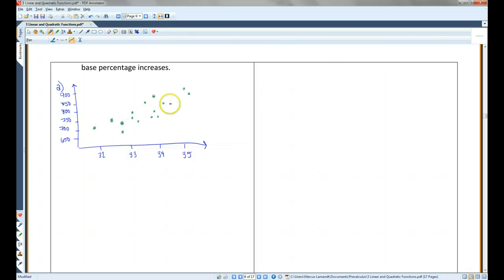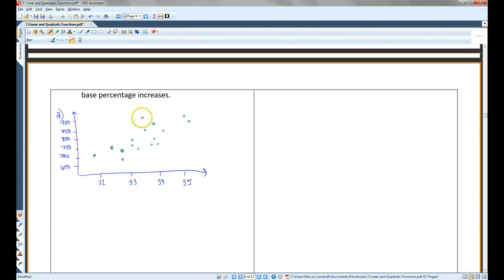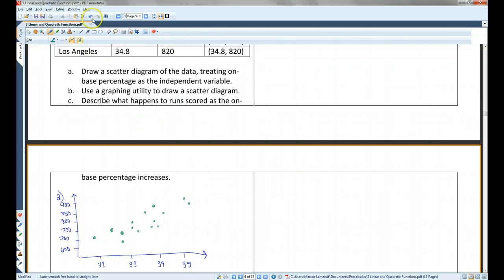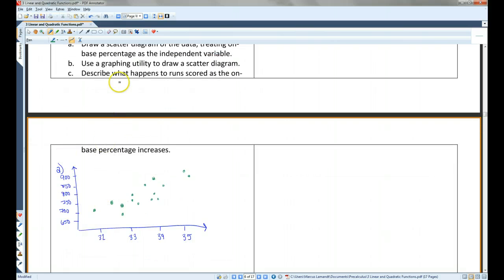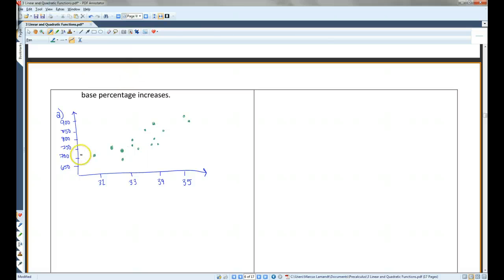Alright, when you graph it, it looks something kind of like this. Some of my dots are different sizes, but that's alright. Okay, use a graphing utility to draw a scatter diagram. You don't really have to. You could just use this one. I'll write down.